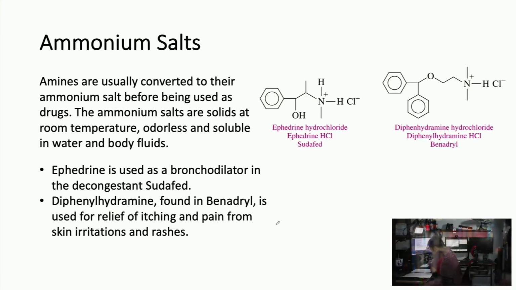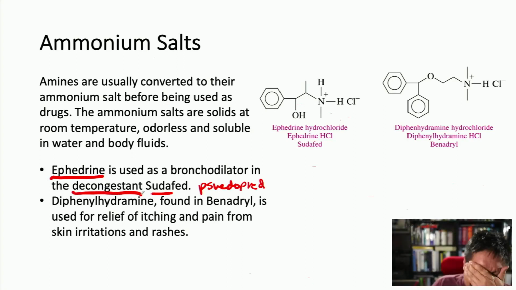Amines are usually converted to their ammonium salts before being used as drugs. Funny, because the drug we're talking about right now is ephedrine, also known as Sudafed, right? And what does it do? It helps with congestion. It's a decongestant. This is the stuff you get from the pharmacist.